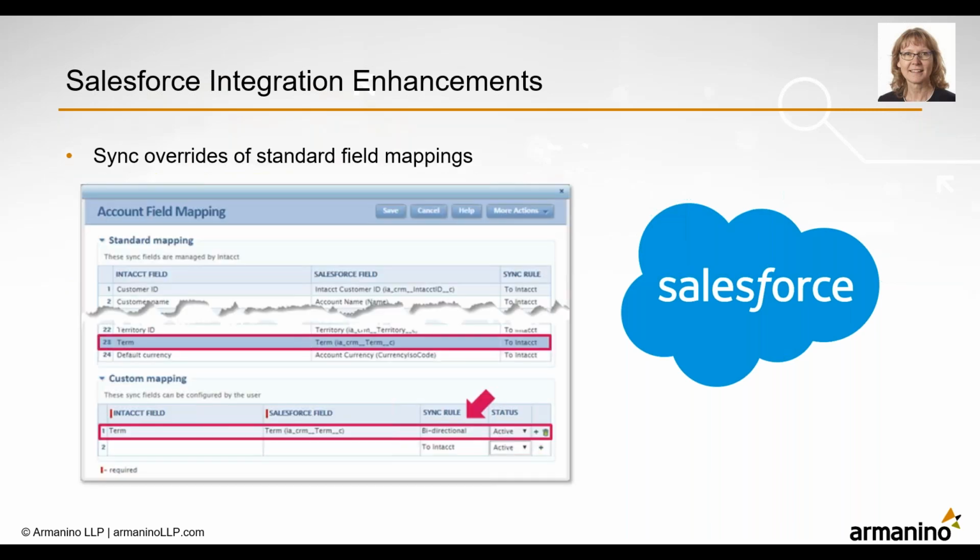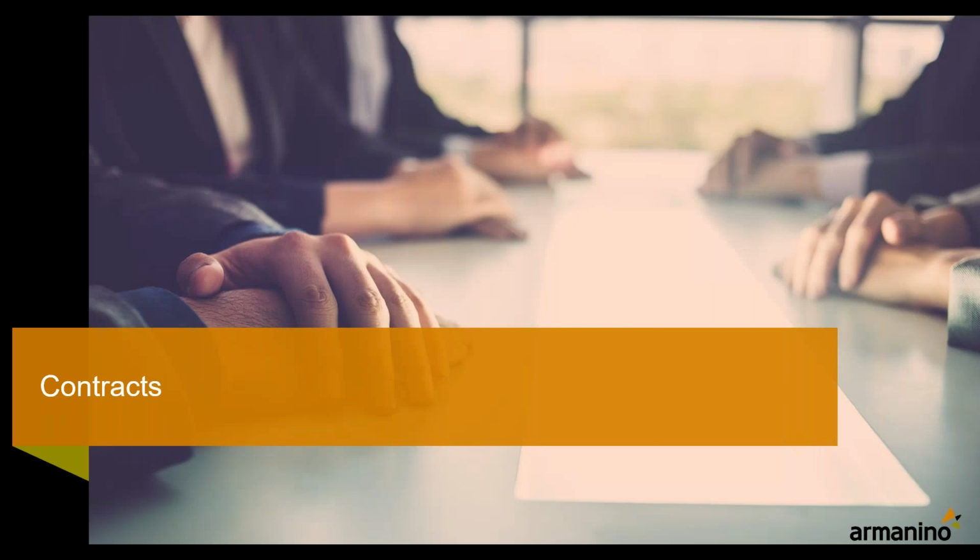A couple of other things is the sync override of standard field mappings. So as you can see on the screen, if you are doing a sync between Salesforce and Sage Intacct, you can override specific items on the actual mapping if you need to do that. So a lot more flexibility in how Salesforce and Intacct are talking to each other.